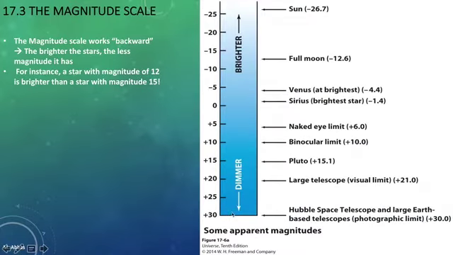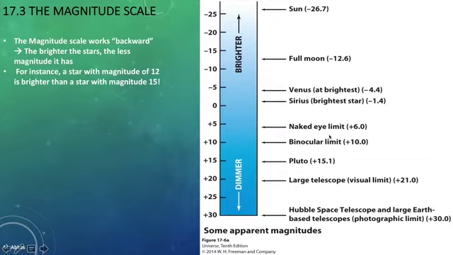In this sketch, you see the magnitudes of different sky objects. Of course, the brightest object in our sky is the sun. So the sun has a magnitude of minus 26.7. It can even be negative. This is how bright the sun is. The second brightest object is a full moon. It has a magnitude of about minus 12.6. The third brightest object in our night sky is Venus, the planet, at minus 4.4, and so on.